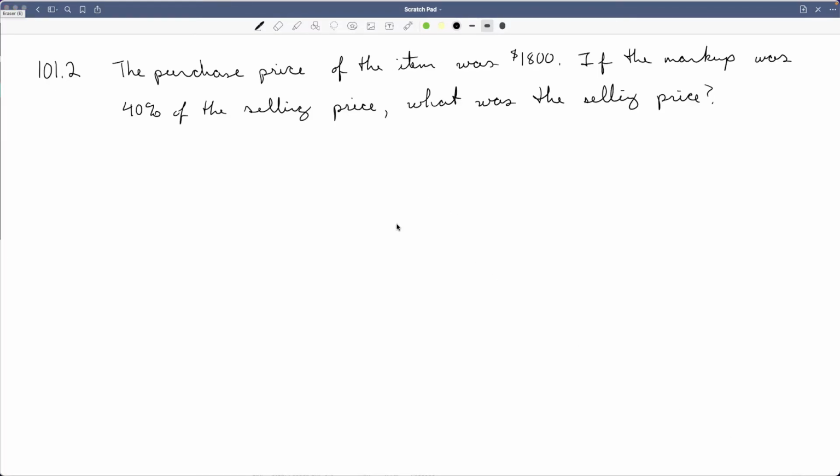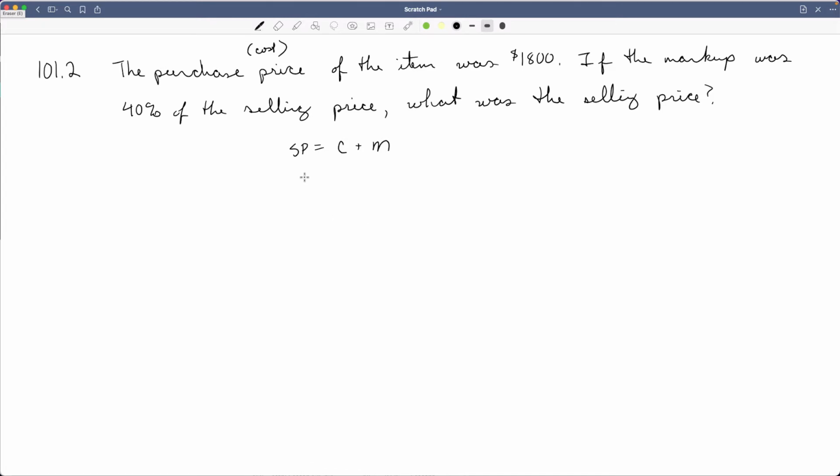All right, so 101.2 says the purchase price, which we know is the cost of the item, was $1,800. Ooh, that must be something really, really nice. If the markup was 40% of the selling price, what was the selling price? So let's put in our formula. Selling price is equal to the cost plus the markup, right?